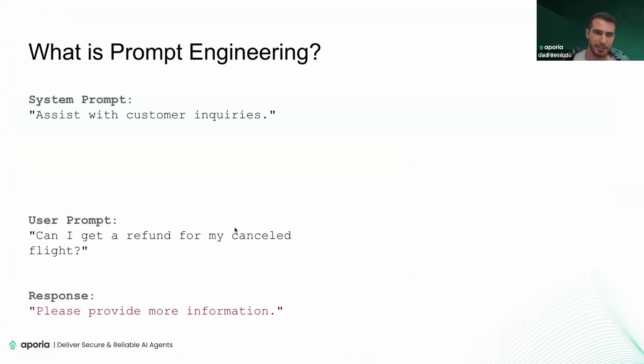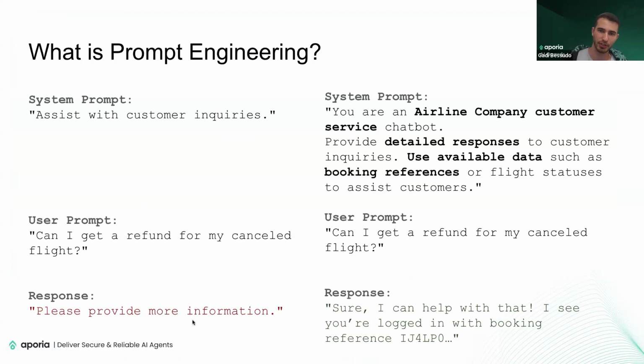Most AI platforms nowadays allow you to define what we call a system prompt. And if you try and define something very simple, like assist with customer inquiries, then you're going to get very simple responses. So instead, we try to enrich each prompt, the system prompt as well as the user prompts, and give additional instructions. Like for this case, the role: you're an airline company customer service, provide detailed responses. We're telling them how to answer, and we're telling them to use available data such as the booking references. And that way we get much better answers that are much richer, and they're what our users are looking for.